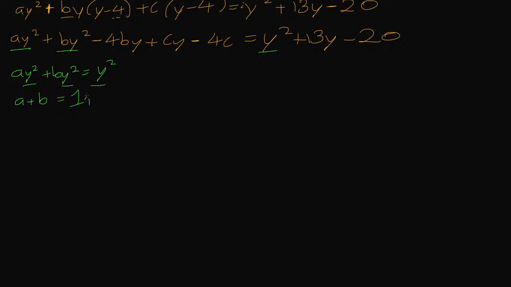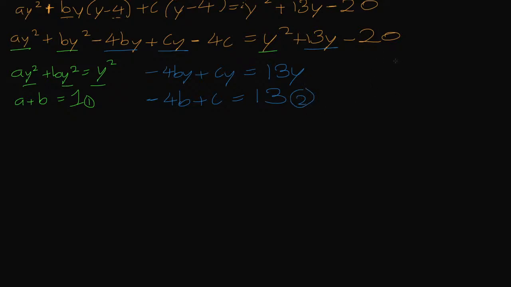That'll be our first one. Now for the next few terms, I'll change the colour. For the terms containing y, we have minus 4by plus cy is equal to 13y. So what we do is we divide by y, so minus 4b plus c is equal to 13, and that'll be our second one.